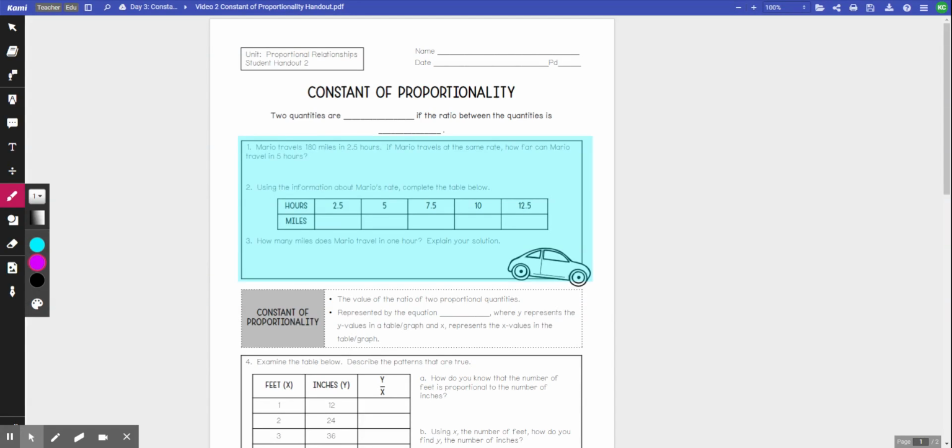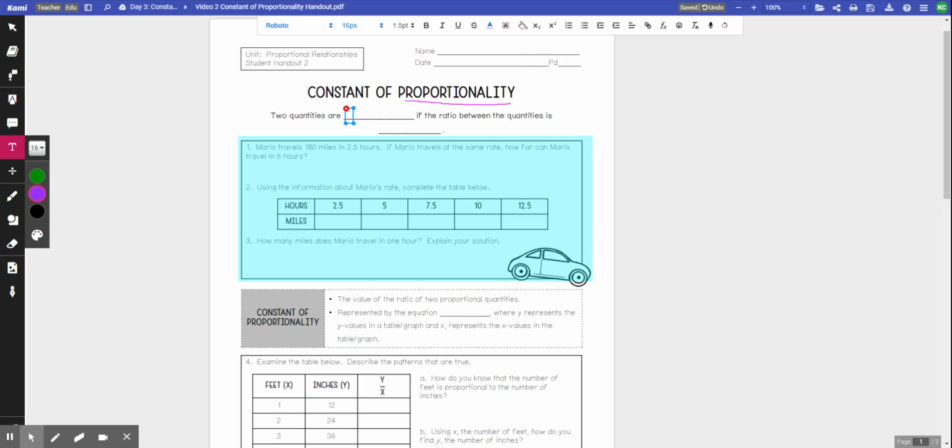Alrighty guys, today you talked about rates, unit rates, ratios in class, and tonight we're going to talk about something called the constant of proportionality. But before we get into that, let's talk about what it means to be proportional. It is said that two quantities are proportional if the ratio between the quantities is equal. Now we're going to keep that in mind as we work through today.